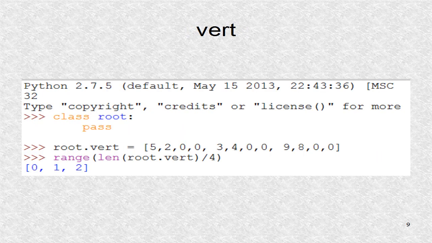9. To show what we mean by the right-hand side of the indices instruction, here is an interactive session. An empty class is created, so we can create a variable like root.vert. In Python 2.7, range returns a list, so we don't have to use the list function. Also, in Python 2.7, the default division is integer, rather than floating point as in Python 3 versions. In Python 3, we have to use the integer division operator, with two division signs.